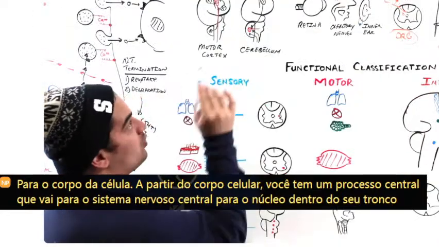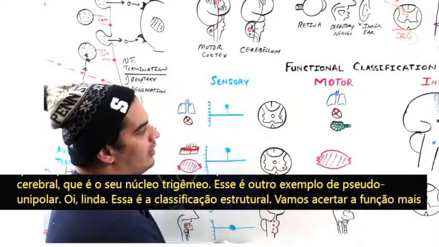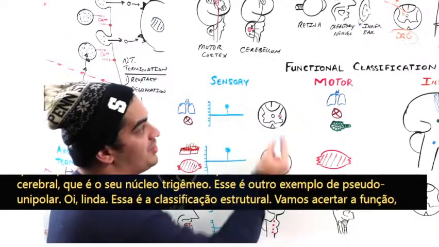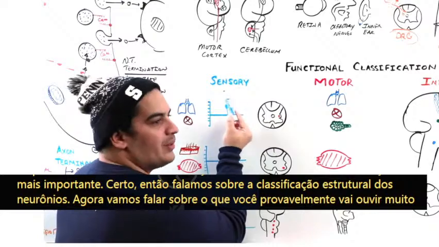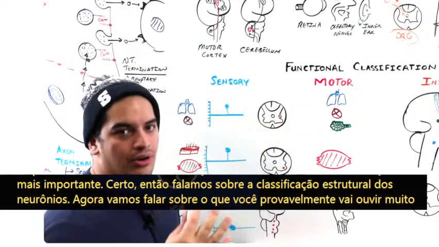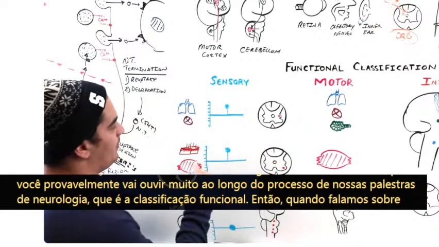All right, so we talked about the structural classification of neurons. Now let's talk about the one that you're probably going to hear a lot of throughout our neurology lectures, which is the functional classification. So when we talk about neurons, they can be sensory neurons, motor neurons, or interneurons. Now, what the heck does that mean? I want to establish some terminology here.